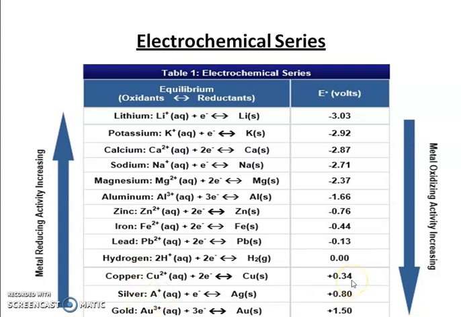We see that the positive reduction potential values are increasing as we are going down. That means the tendency of the electrode to undergo reduction is increasing as we go down. So these electrodes will behave as very strong oxidizing agents. At the bottommost of the electrochemical series is the gold electrode. That means gold will behave as a very strong oxidizing agent.